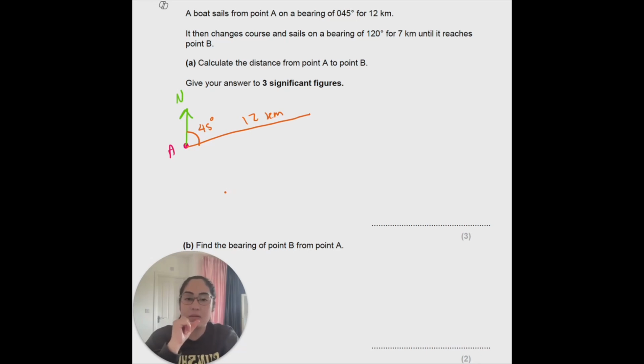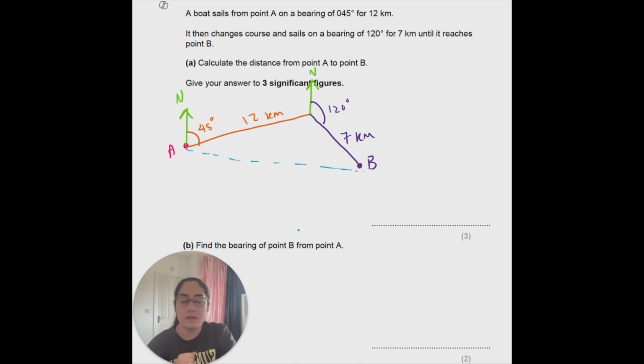It then changes course and sails on a bearing of 120 degrees for 7 kilometers until it reaches point B. So again, bearing is going to be from the north of this point. If it's 120 degrees, let's say this is your 120 degrees, and it travels for 7 kilometers and then it reaches point B. This is what we need in order to visualize how we're going to calculate it. Then it says calculate the distance from point A to point B. So we are after this distance right here, from point A to point B.